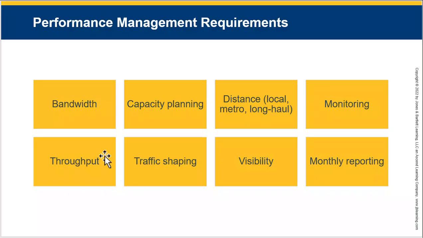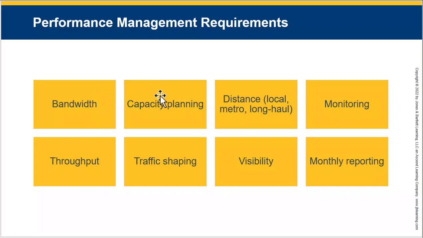Performance management. We want to make sure that we're getting the correct bandwidth, and it could be the ISP's fault or it could be ours. If we have our routers internally misconfigured, then we may not be using optimal bandwidth. So that's something we have to figure out. Is this our fault or is it somebody else's fault?